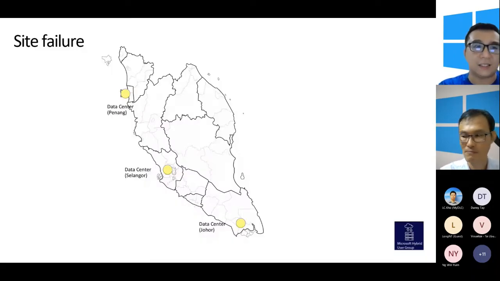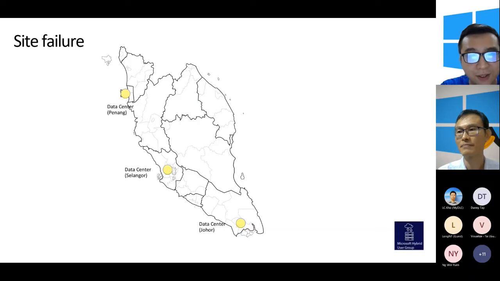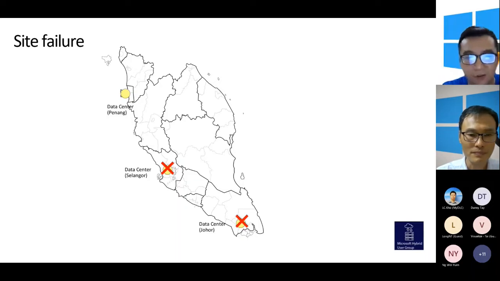Coming to the last one, the site failure. This is a map of Peninsular Malaysia. Let's say you have 3 data centers: the first in Penang, the second in Selangor, and the third in Johor. Suddenly the data center in Selangor fails due to flood, then Johor also fails due to flood, and the only one surviving is Penang.